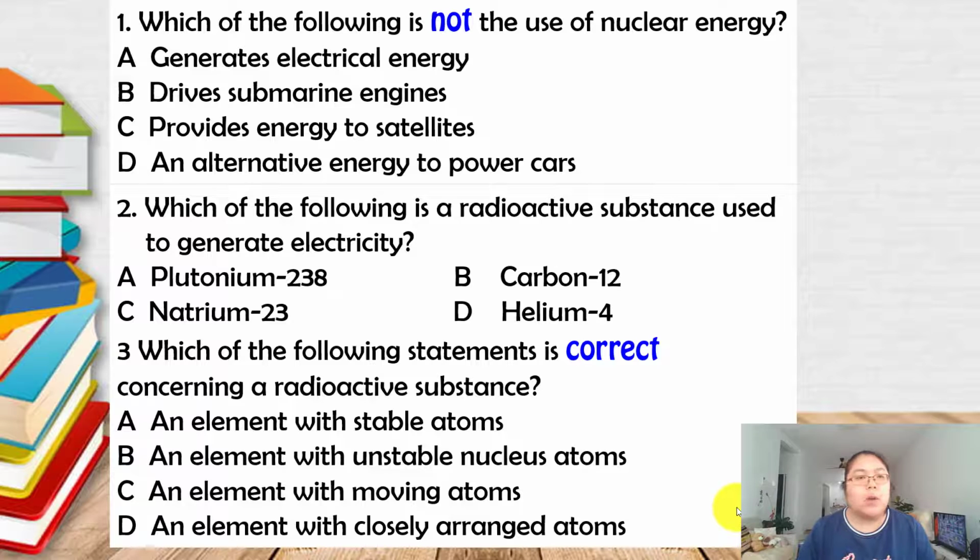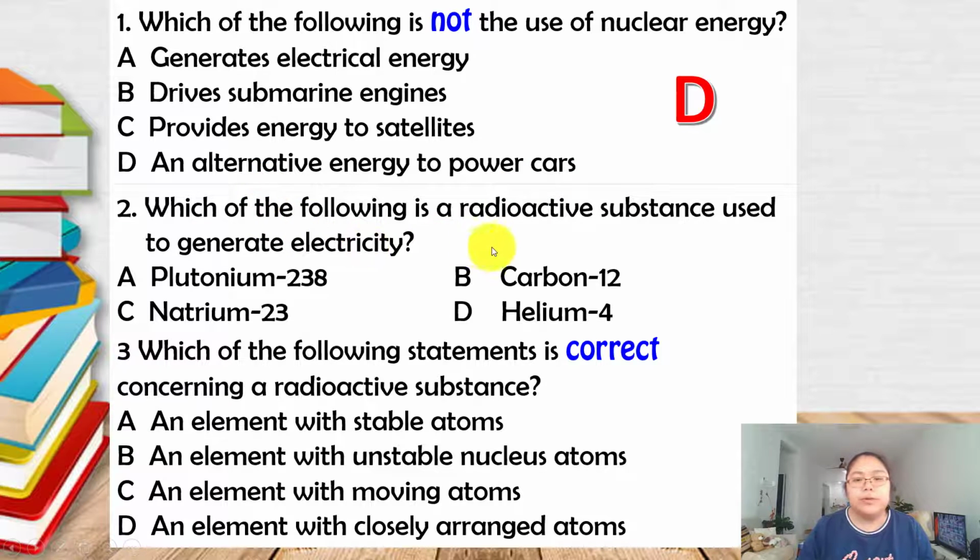Okay, now this is an objective question. Number 1: which of the following is not a use for nuclear energy? Not related to nuclear energy. The first one, sure, because we need to generate electricity. We drive the submarine, yes. Provide the energy for satellite, yes. And alternative energy to power a car, no. We never use nuclear energy to power your car. So the answer should be D.